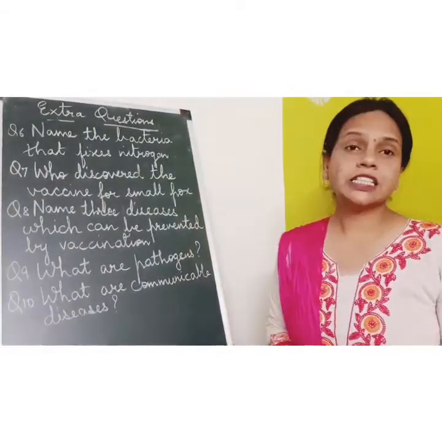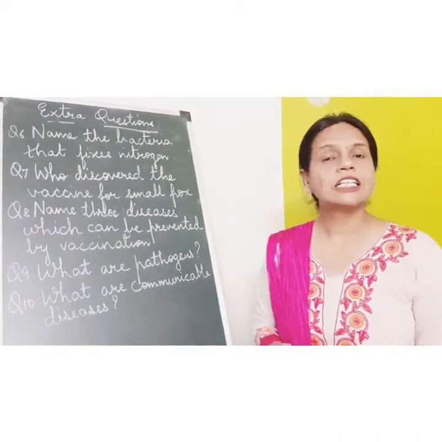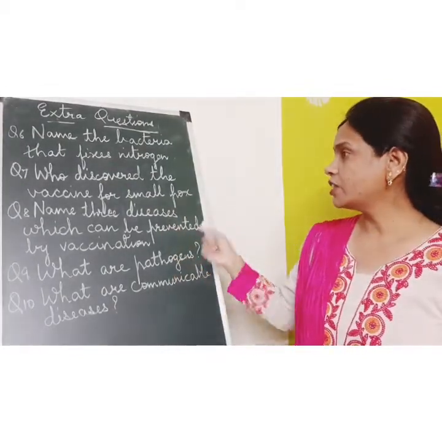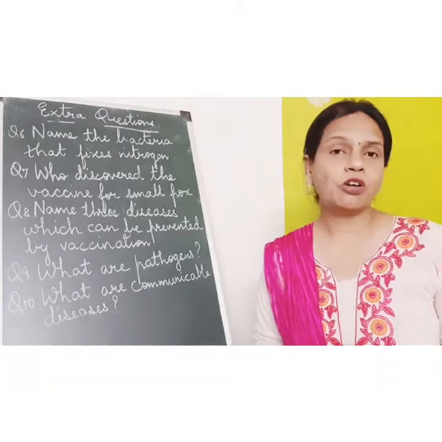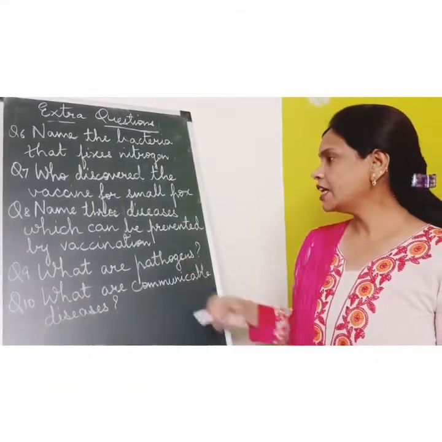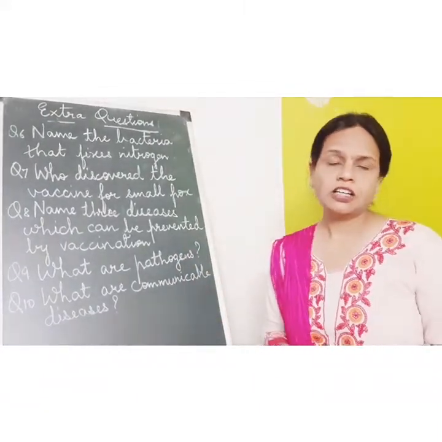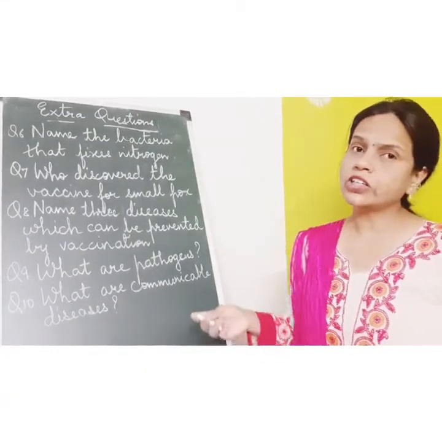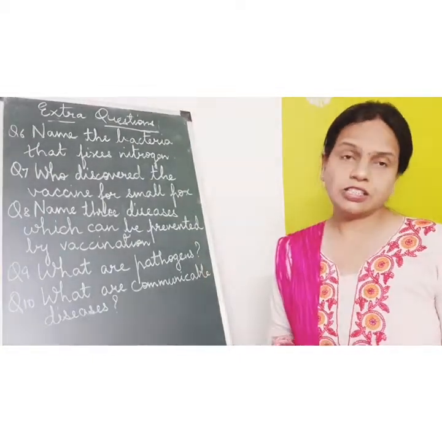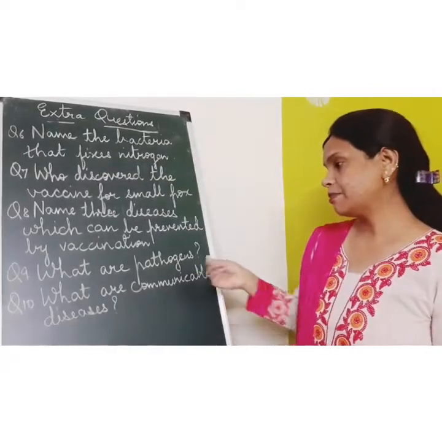We come to the sixth question, that is, name the bacteria that fixes nitrogen, that is rhizobium. Okay, then the seventh one: who discovered the vaccine for smallpox? That was Edward Jenner. Okay, then name three diseases which can be prevented by vaccination, that is smallpox, cholera and hepatitis. Then what are pathogens? Disease causing microorganisms, they are called as pathogens.